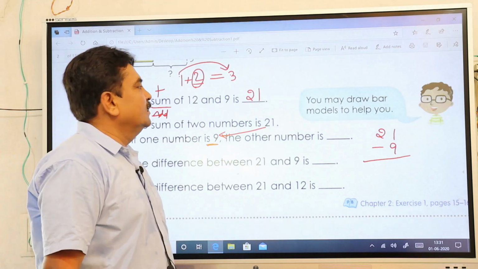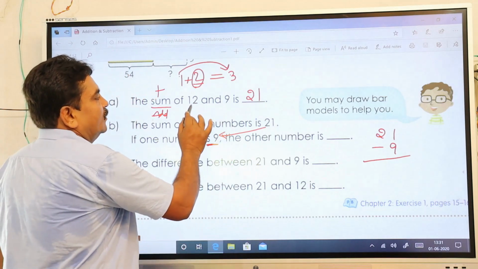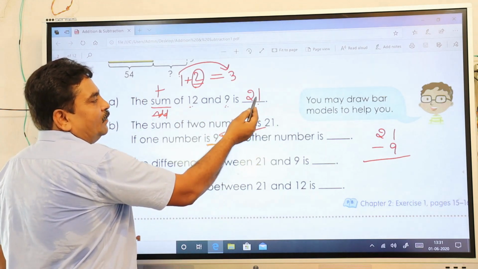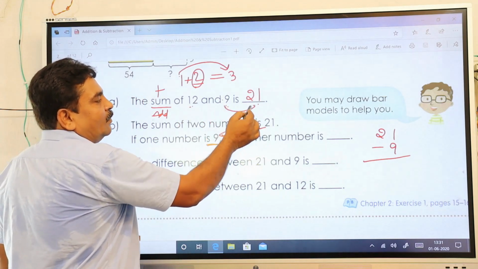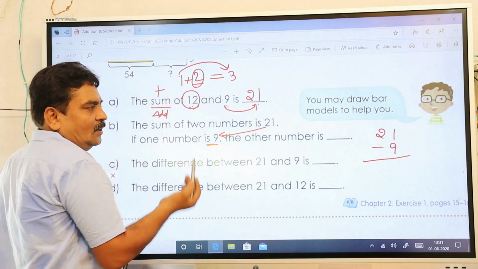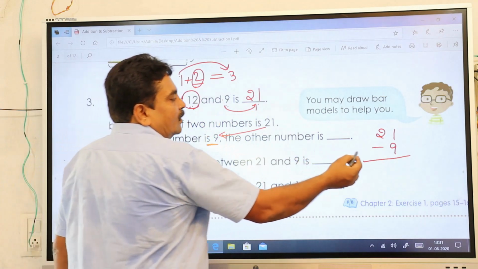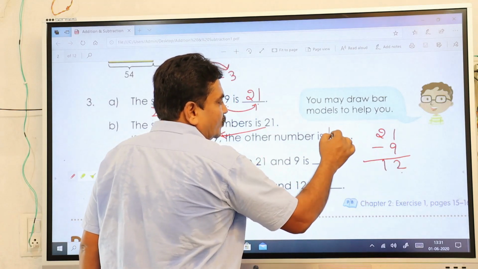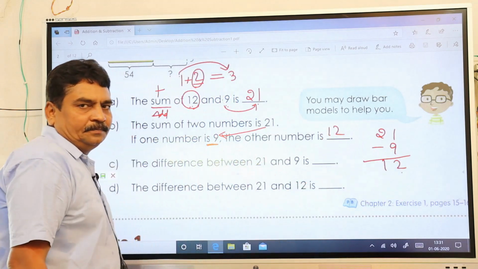Here, see, we did it. 12 plus 9 is 21. If you subtract 9 from 21, what do you get? 12 only. So even if you subtract, you will get 12. So the answer is 12.